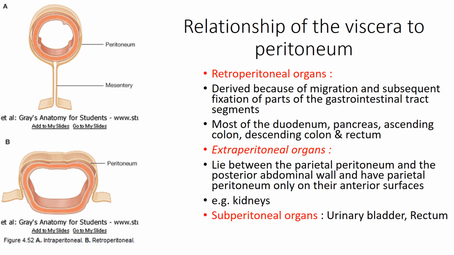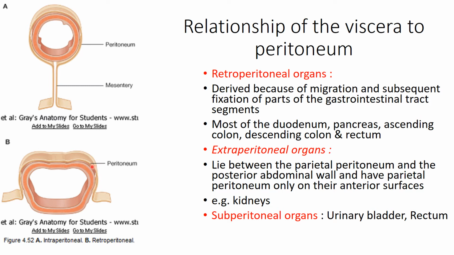Now the next is the retroperitoneal organ, and these are covered only on the anterior aspect by the visceral peritoneum, and posteriorly they are in relation to the posterior abdominal wall. These are also known as secondary retroperitoneal organs because they are derived through migration and subsequent fixation of a part of the gastrointestinal tract. It includes most of the duodenum, pancreas, ascending and descending colon, and rectum.